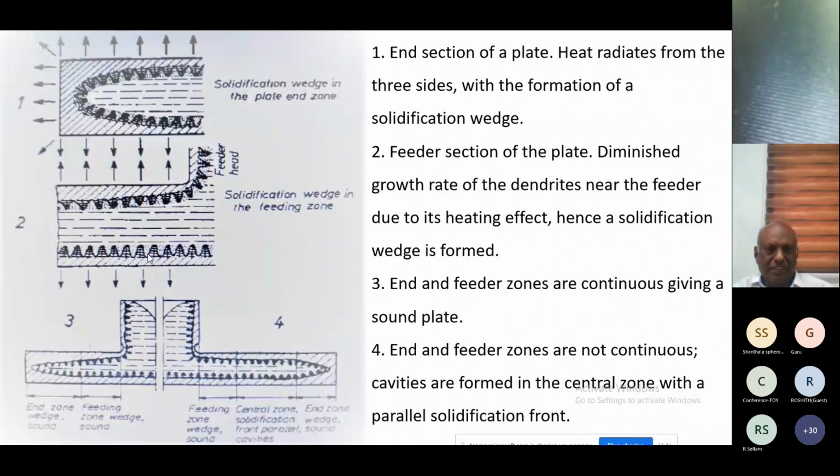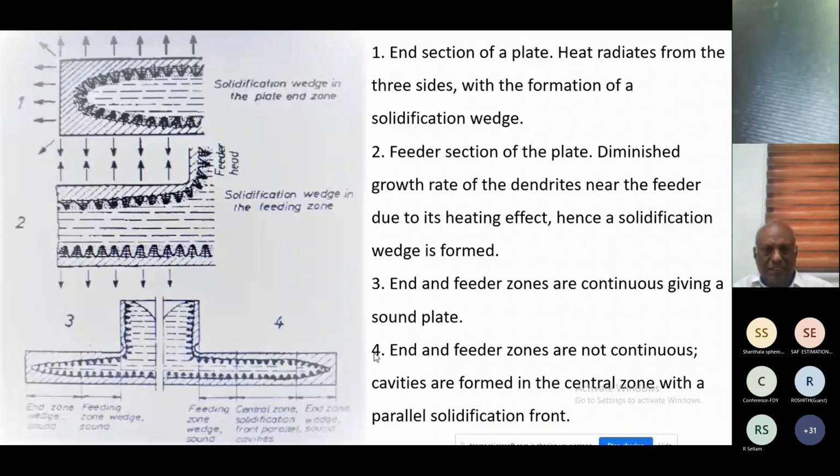In the third figure, it is a shorter plate with feeder head. End and feeder zones are continuous, giving a sound plate. This is the end zone. This is having a wedge. Next one is nearer to the feeder. Feeding is sound.